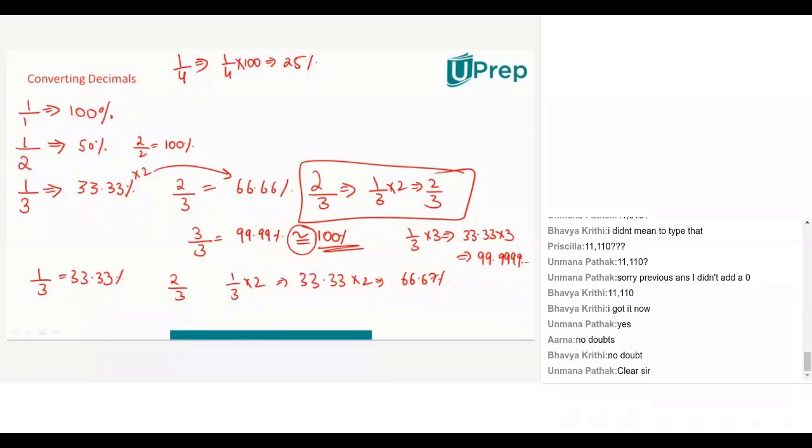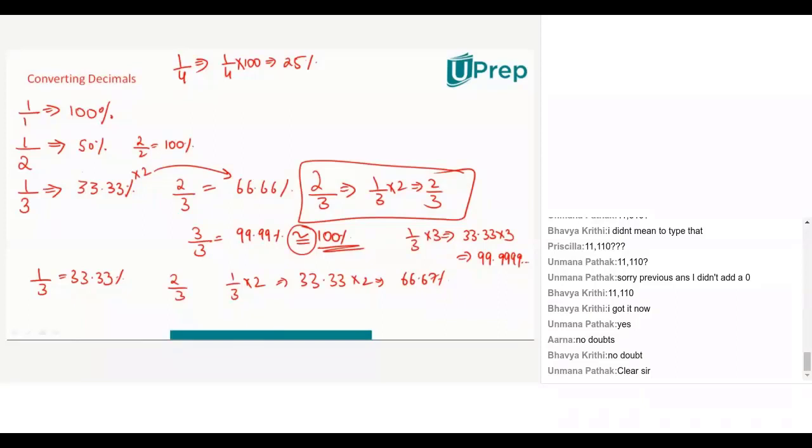Correct. So we are calculating a percentage, right? Whatever you got, multiply it by 100. Tell me what you get. When I'm converting a fraction into a percentage, I'm obviously multiplying it by 100, right? Yes, sir. Then I got 33.33333, a recurring, non-terminating decimal, correct?